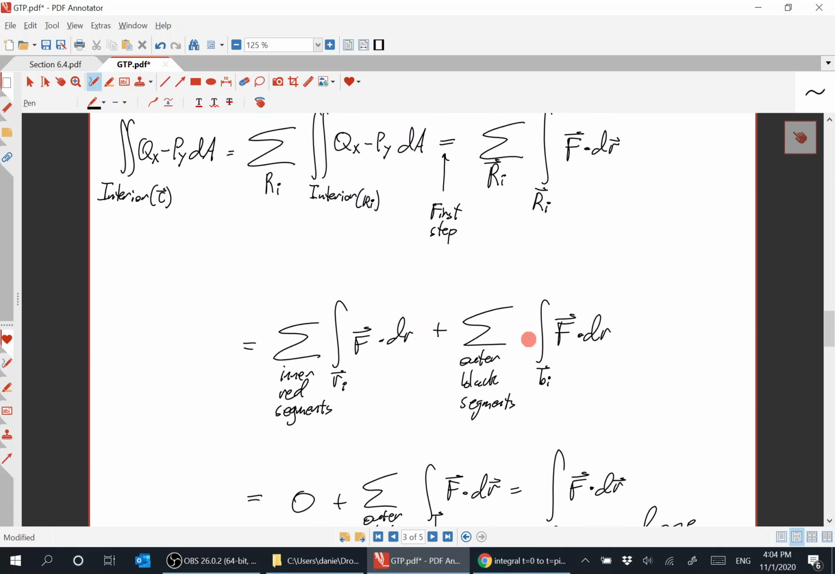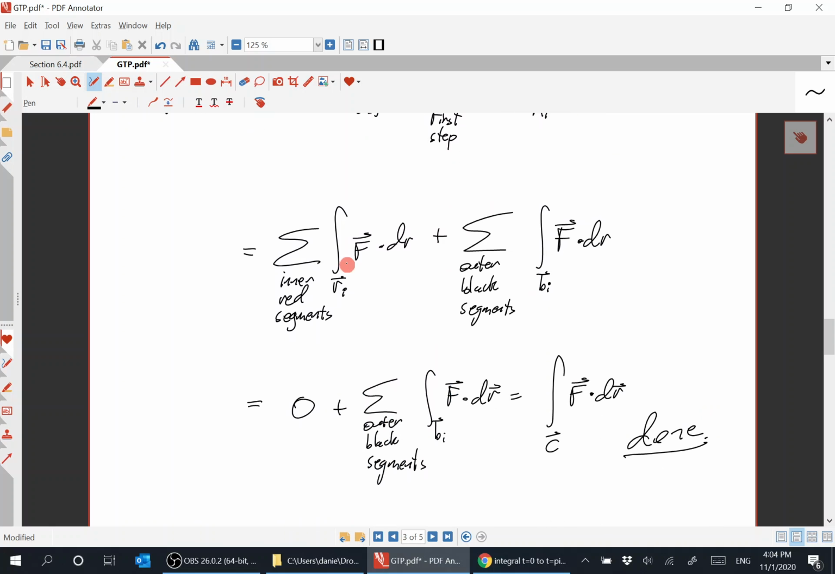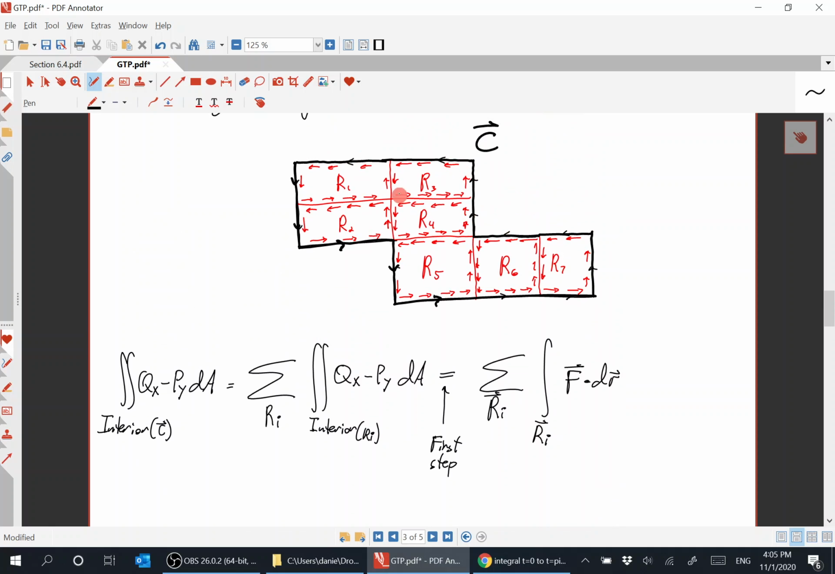So the boundary over all the rectangles is just the sum of the line integrals over all those little segments. So it's the sum over the inner red segments, the line integral over the red segments, plus the sum over the outer black segments. But the sum over the inner red segments is 0, because each inner red segment gets integrated twice, left in one, right in the other, and they're just negatives of each other. The integral here is 5, the integral there is negative 5. The integral here is pi over 26, the integral here is negative pi over 26. They just add up to 0.